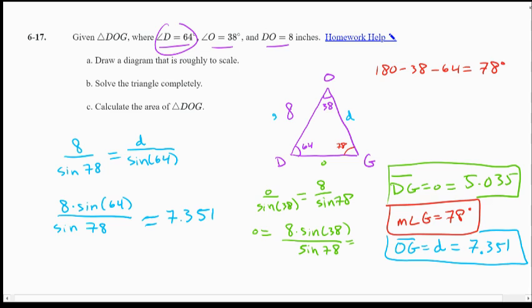So law of sines is very helpful in finding side lengths and angle measures, so that's what I use to find those other 2 side lengths. That's a completely solved triangle here.